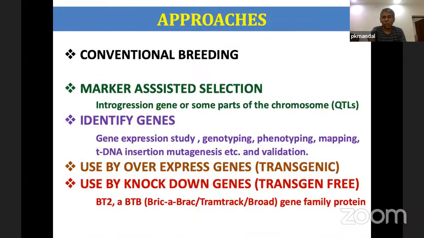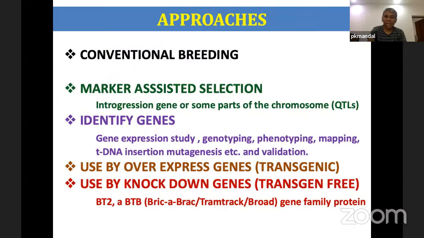So now I am coming to the end. The approaches: we can do conventional breeding. You take a good variety, and a good variety means an efficient variety. You just cross it without knowing anything. You select whatever good is coming, where yield is also good as well as nitrogen is required less. In that way, you can develop a variety.